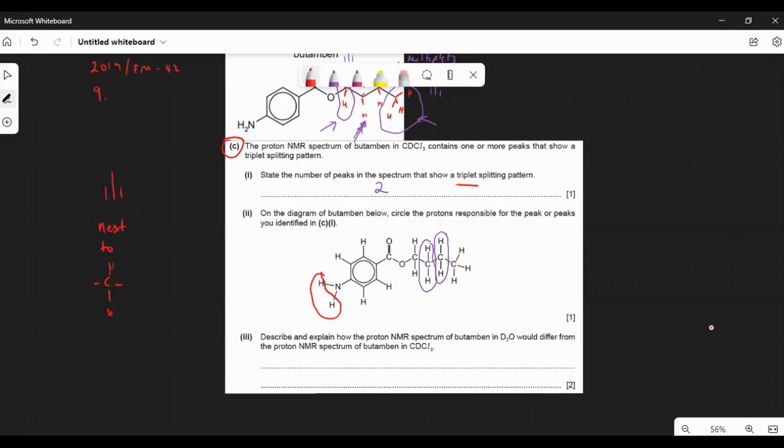Okay, describe and explain how. So the peaks, there would be one less peak in D2O, deuterated water. Okay, so that's describing. Now we've got to explain it. Well, because the NH2 protons, these protons, undergo proton exchange with the D2O, and the peak for those will disappear.